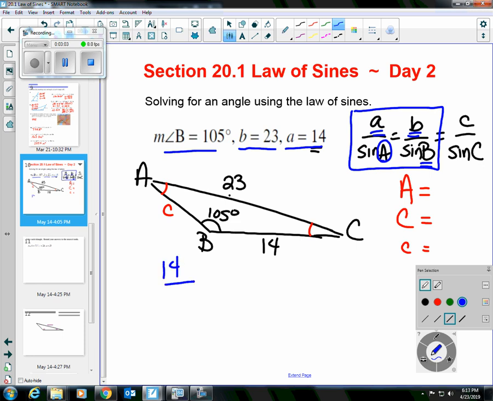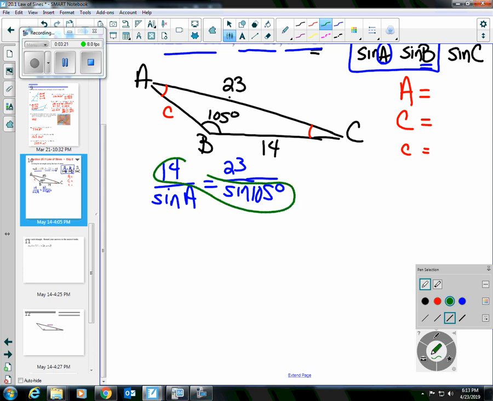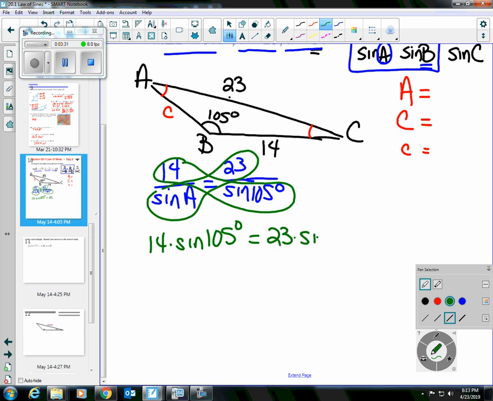So side A, 14, is to the sine of angle A, as the side B, we know 23, is to the sine of angle B, which is 105. So we have our proportion. If you remember from yesterday, how do we solve the proportion? Well, we do our cross product. So we would do 14 times the sine of 105, and that's going to be equal to sine of A times 23. So 14 times the sine of 105 degrees is equal to 23 times the sine of A.